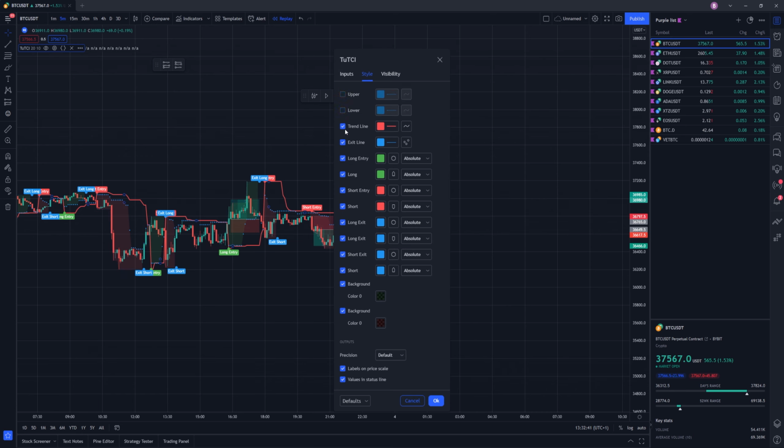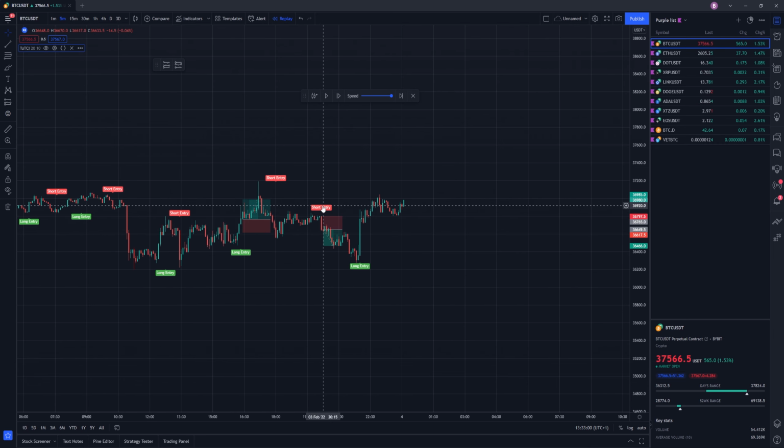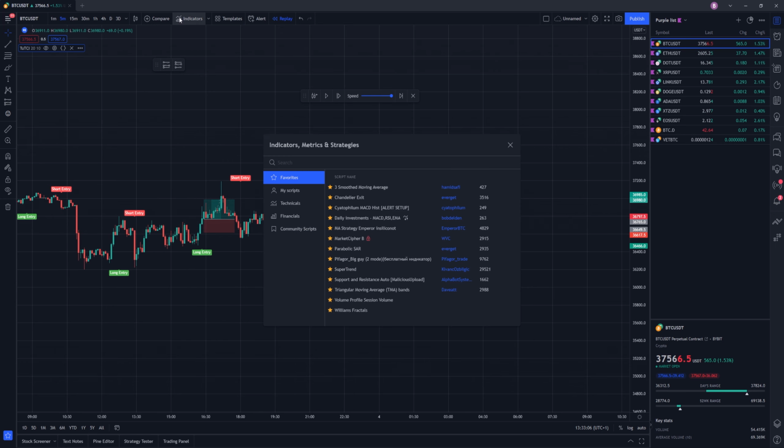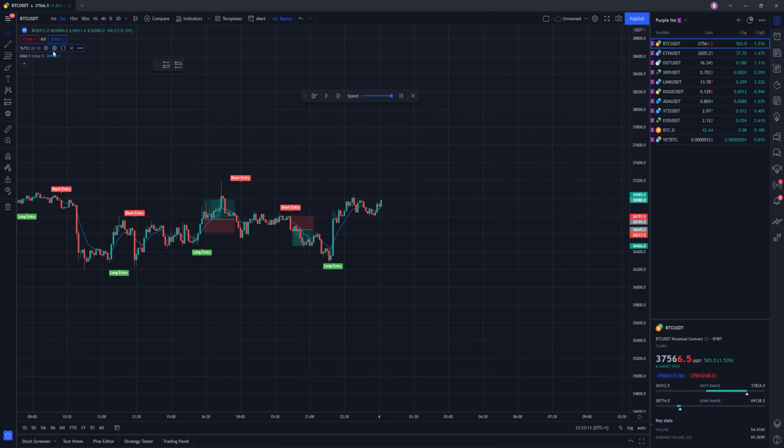Let's turn this off: trend line off, exit line off, long entry circle off, short entry circle off, long exit off. I could turn off the backgrounds as well. So what we only want to see is these long and short entries. That's what we are interested in. And what we also want to add, as you would probably guess, is the moving average. And that's it. That's really easy.